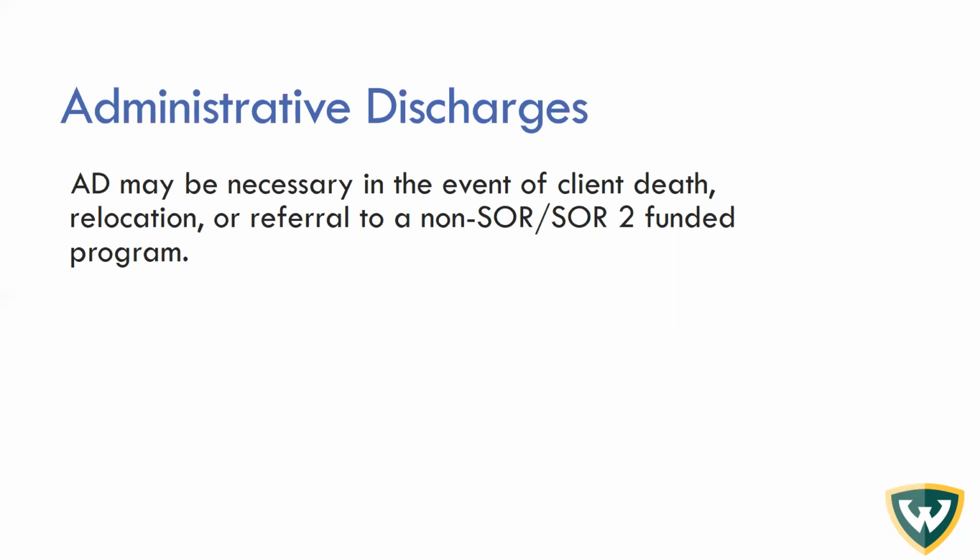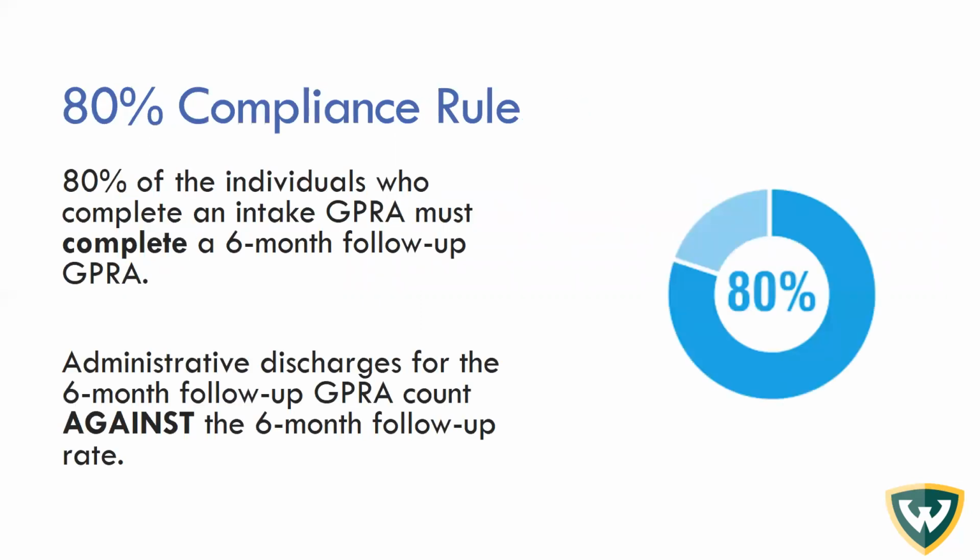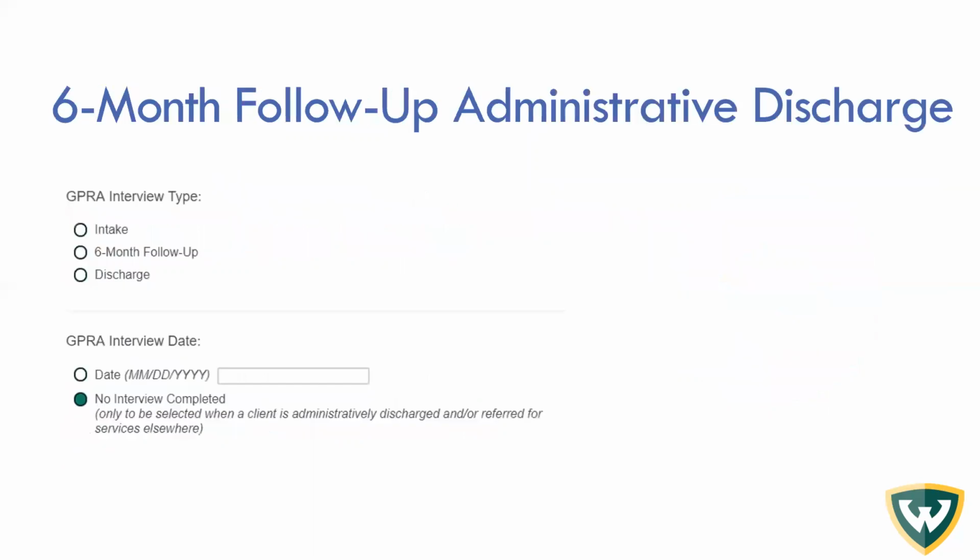So what does that look like? You can't do an administrative discharge for an intake, but you can do one for both a discharge and a 6-month follow-up. If you're going to do one for a 6-month follow-up, you're going to open up that GPRA web link like you normally would, go.wayne.edu/GPRA, and go into the interview tool. I'm going to come back to this slide in a moment. When you get to the section where it says GPRA interview type, you're going to select whether it's a 6-month follow-up or a discharge. Then instead of entering the date that you're conducting the interview, you're going to say no interview completed.